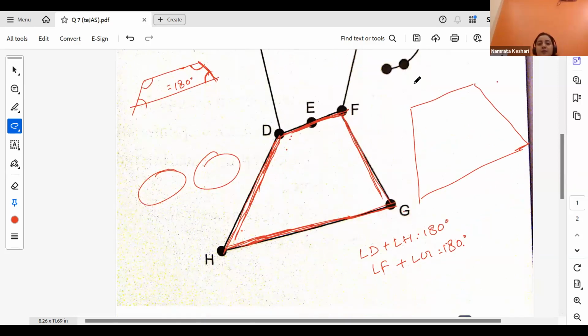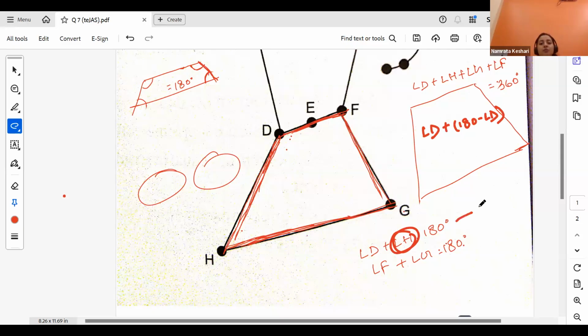If we take angle D plus angle H plus angle G plus angle F, it is a quadrilateral, so the sum of all the interior angles will be 360 degrees, right? Angle D I am keeping as it is. Angle H can be written as 180 minus D. Yes or no?